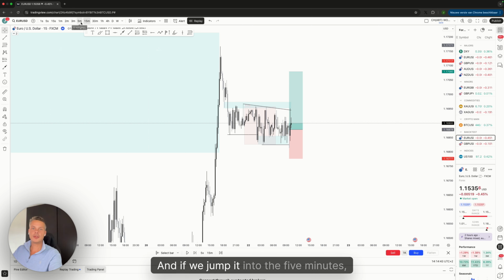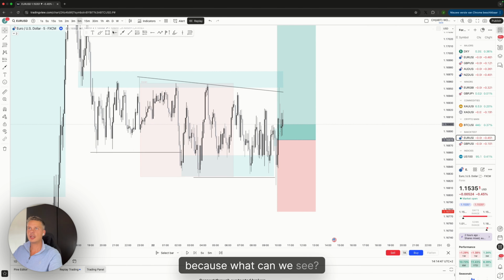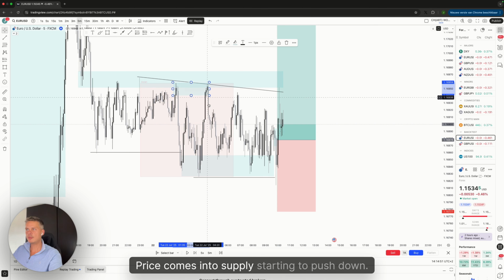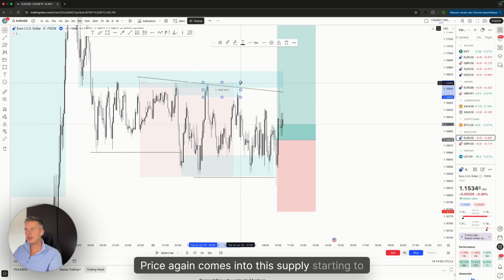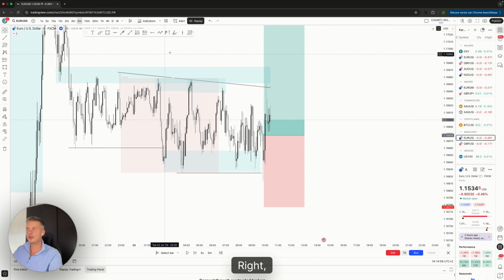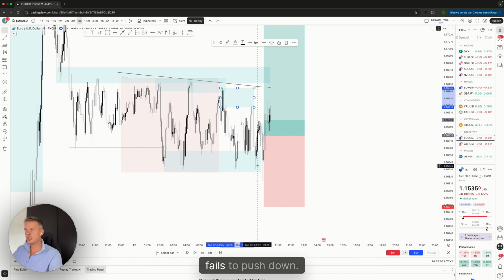And if we jump into the 5 minutes, things are getting a little bit more interesting, because what can we see? Price made this high, price comes into supply, starting to push down. Price again comes into this supply, starting to push down, fails to make that new high, right? Very interesting. Again, price comes into what? An area of interest over here, fails to push down.